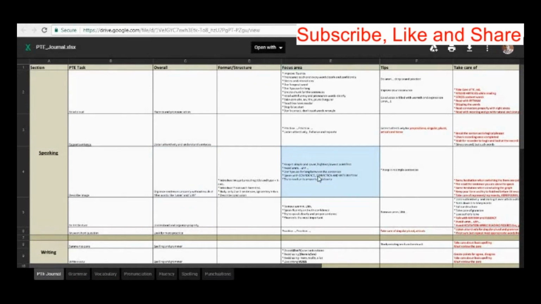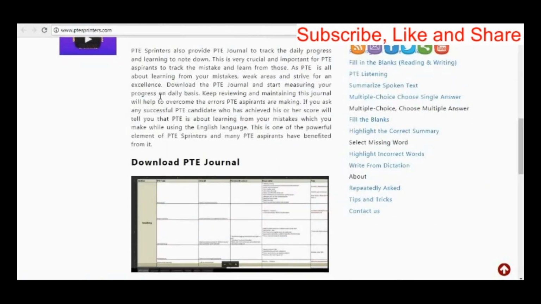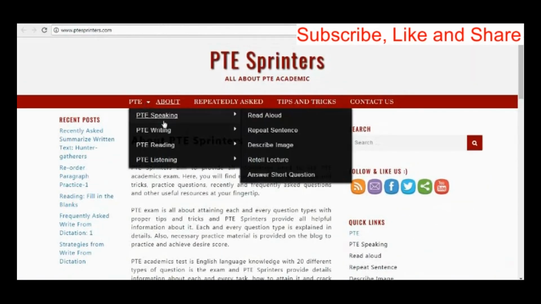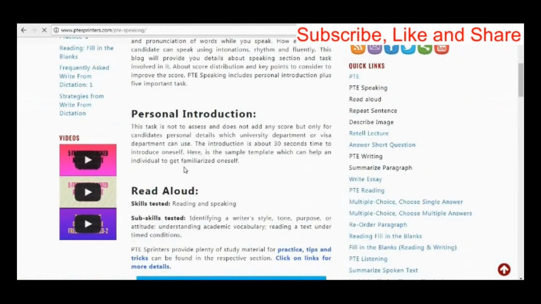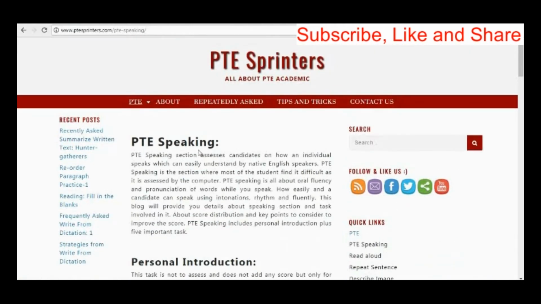Whenever you do any practice, try to understand what type of mistakes you are repeating. Review your work. If you want to know how to practice for PTE speaking or PTE writing, you can go to the different sections of this website's links. You can find all the information about how to do specific practice for the specific section. So let's go again to PTE Sprinter.